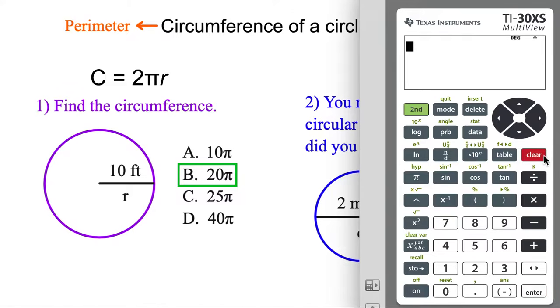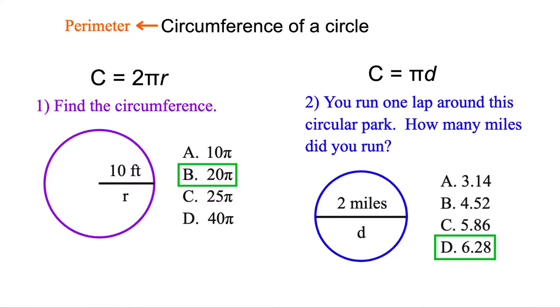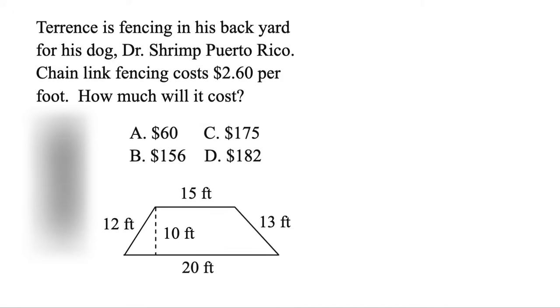Let's do it. Pi times 2. It's a bit anticlimactic because we just get 2 pi. But if you use the button above enter, that's the same thing as 6.28. So that is how many miles we ran for 1 lap. So as long as you know the difference between what you're given, then you'll know which of these 2 formulas to use. Okay, let's look at another one.